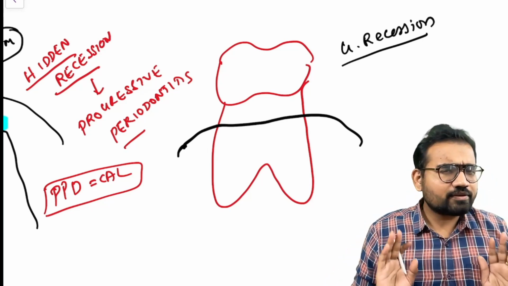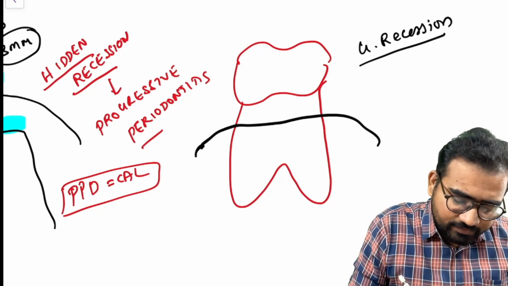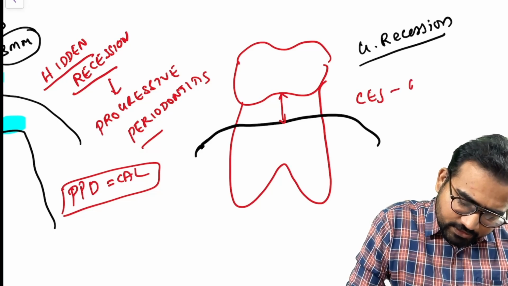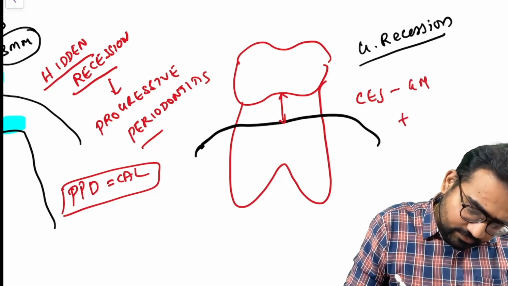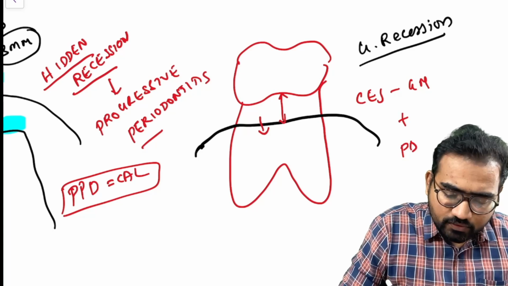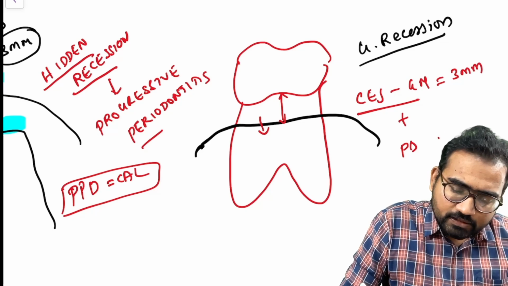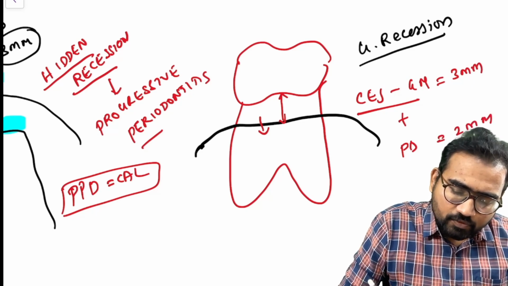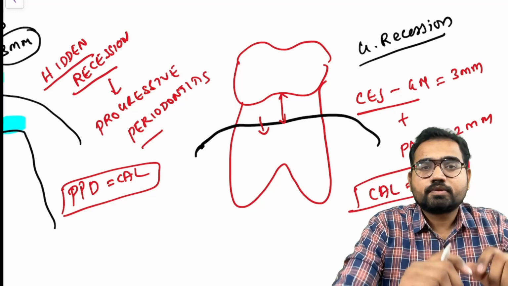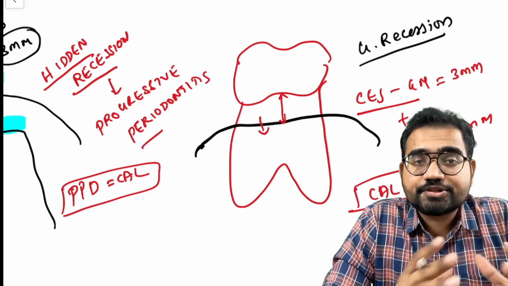So how to calculate CAL in gingival recession? Very simple. I'll measure the distance from the CEJ to the gingival margin, and I'm going to add it to the probing depth. Say for example CEJ to the gingival margin is 3 mm and the probing depth is 2 mm. What will be my CAL? My CAL will be 5 mm. This is how you calculate CAL in recession patients.